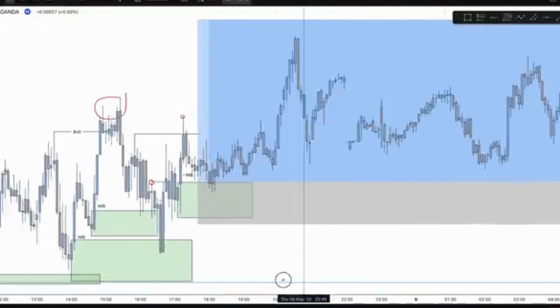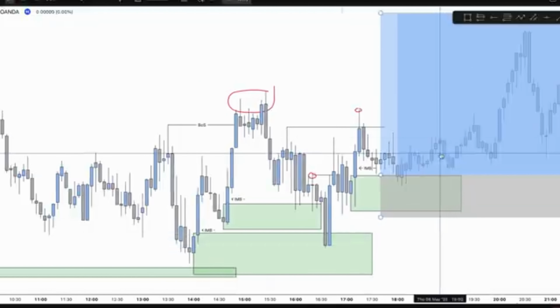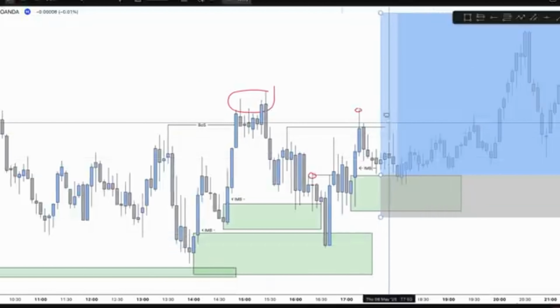So that is the concept of using that entry model to avoid the inducement theory and make sure you don't get stopped out of trades that can be easily won.